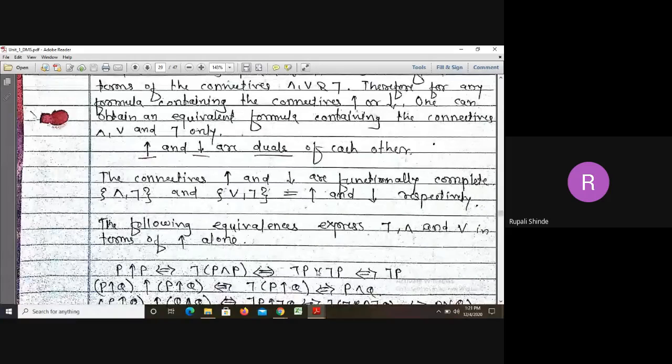Have you understood this concept of NAND? Yes, ma'am. Okay.